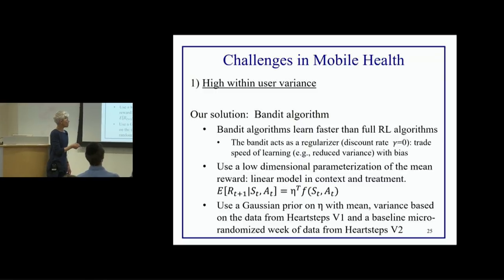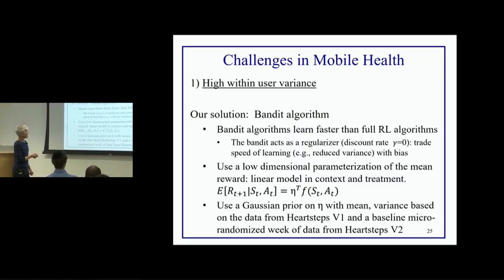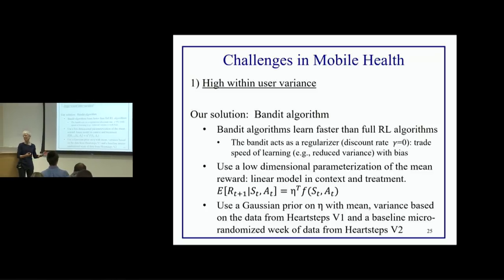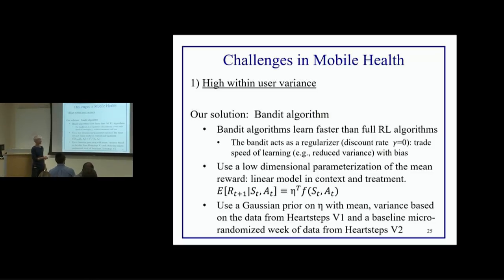Also, we're going to use a low-dimensional parameterization of our mean reward. It's going to get more sophisticated than this, but it's still in the linear world of features. So if I have more data, I'll get closer to a more Gaussian process model. And we'll use a Gaussian prior.